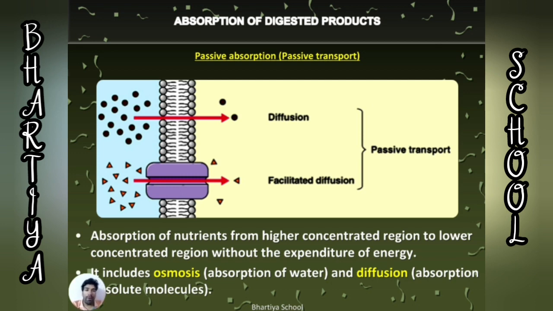through a semi-permeable membrane, which is called osmosis. The movement of water from its high concentration to its low concentration through a semi-permeable membrane is called osmosis. While diffusion is the absorption of solute molecules.